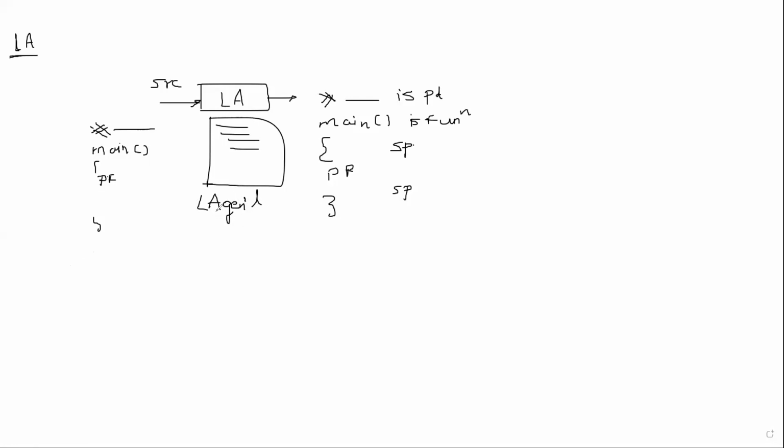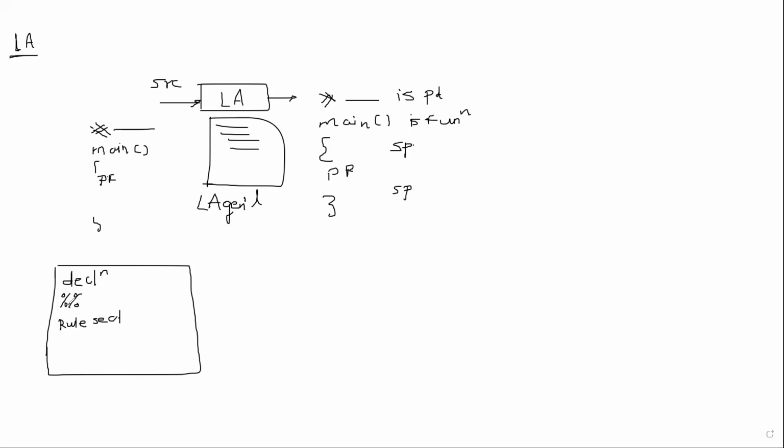Now, what is the syntax of this lex file? This lex file has a fixed syntax. The first section is always the declaration section. Then you have the double % sign, which is used for separating the declaration section from the rules section. So the second section is the rules section.